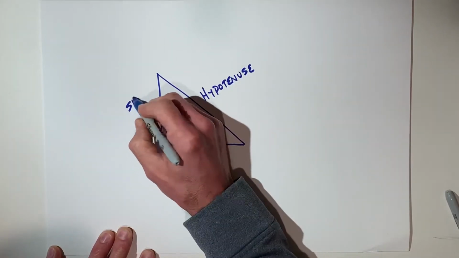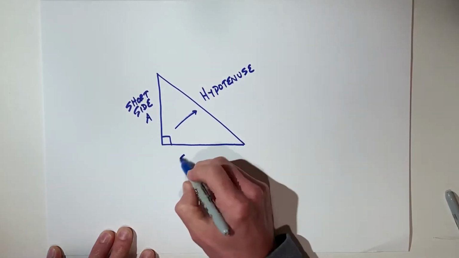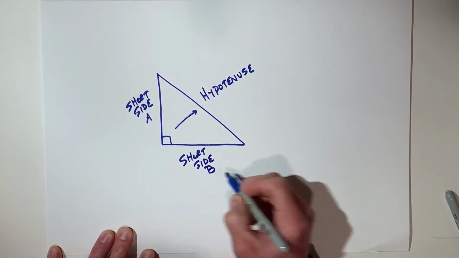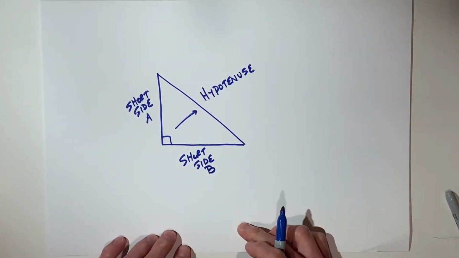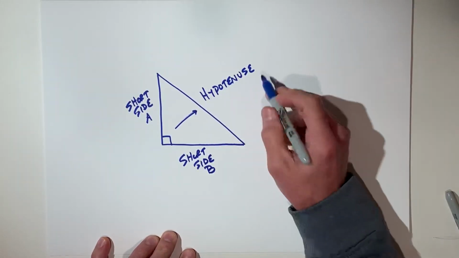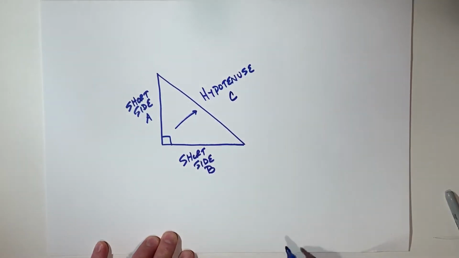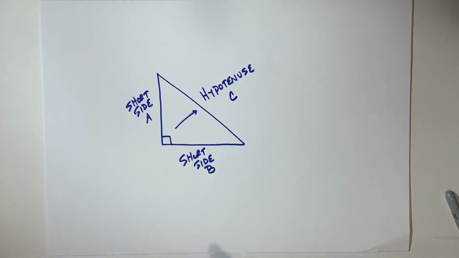So let's call this one short side A and short side B, and I'm going to pretty quickly abbreviate this to just A and B. And the hypotenuse, if we're going to stay alphabetical, I'm not going to usually use the word hypotenuse because it takes too long to write. I'm going to usually use the letter C. So you're going to see me reference A, B, and C. But the goal here is to teach you the concept only of the Pythagorean Theorem.